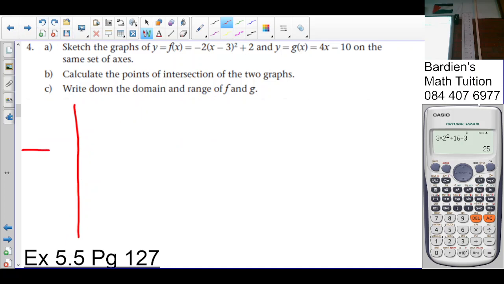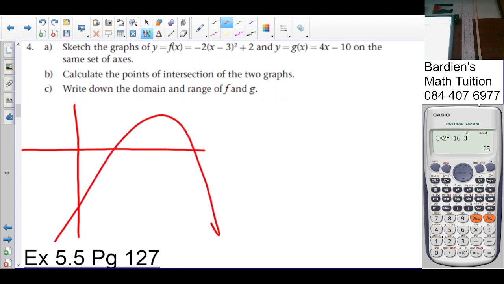Negative 16. It doesn't look very much better. It looks lopsided, but you guys get the idea, no? It should be symmetrical about this line here. I don't have time now to draw it all nicely.